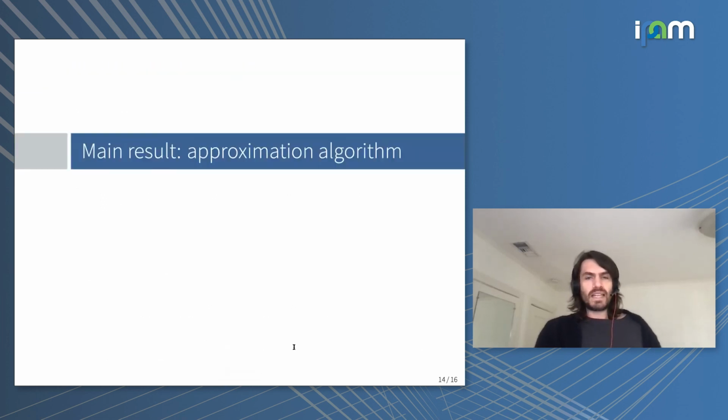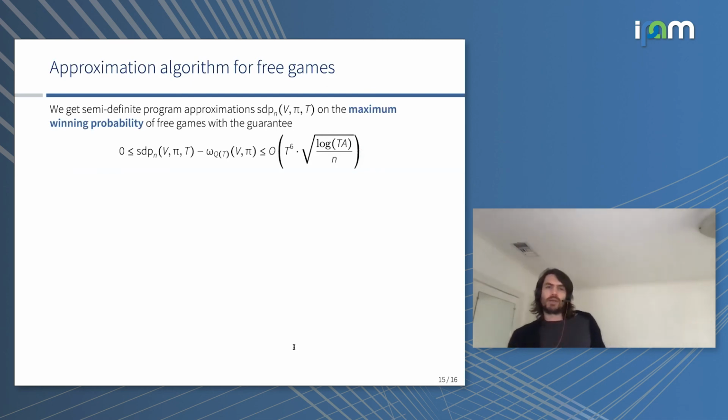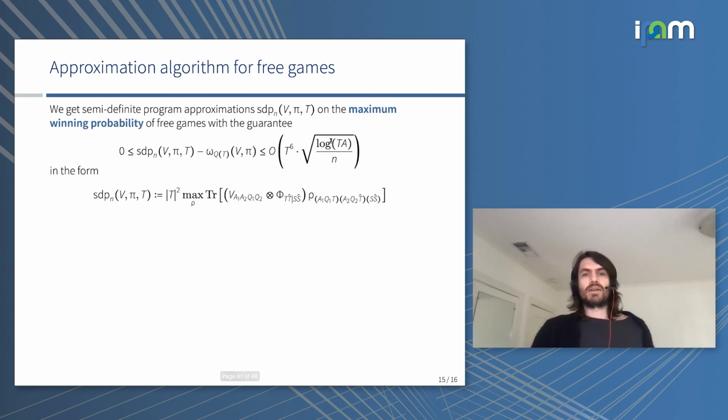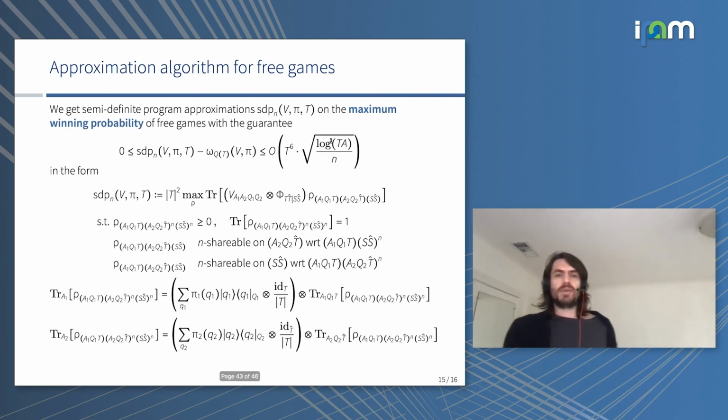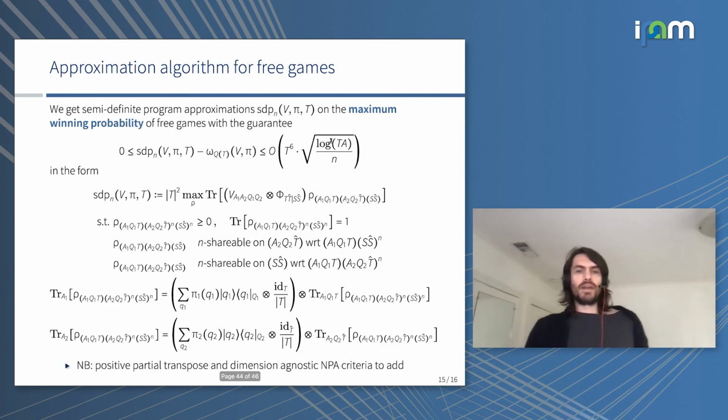Okay. So now we have our approximation algorithm, and it's in terms of semi-definite programs. We have this maximum winning probability omega here, and what we give is a semi-definite program. This is something that we can compute efficiently, that is not too far away from the actual value. In particular, the dependence on the number of questions and answers here is only logarithmic. Then this is the form of these SDPs. Let's skip the details here. The point is you can run them efficiently.